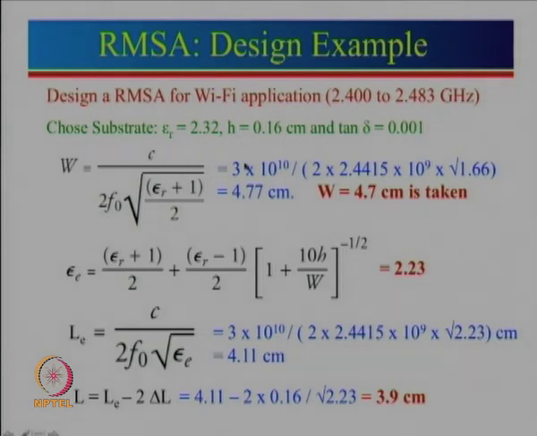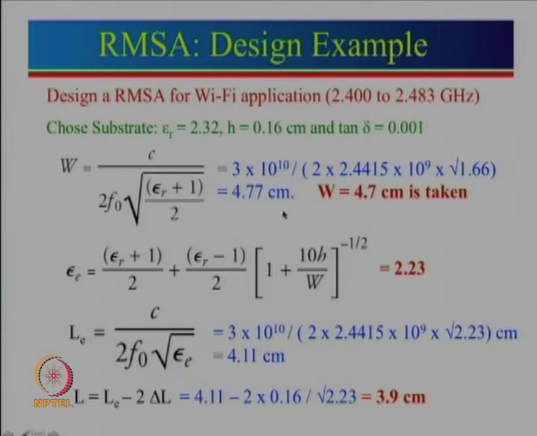So our first task is to calculate W. We know the parameter C, which is nothing but 3 into 10 to the power 8 meter per second, but here we have represented it in centimeter: 3 into 10 to the power 10 centimeter per second. Then there is the 2 which is coming here, F0 is 2.4415 into 10 to the power 9 hertz, and 2.32 plus 1, 3.32, divided by 2 is 1.66. So we do the calculation, and it comes out to be 4.77 centimeter.